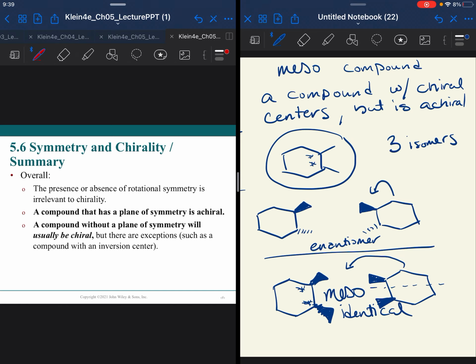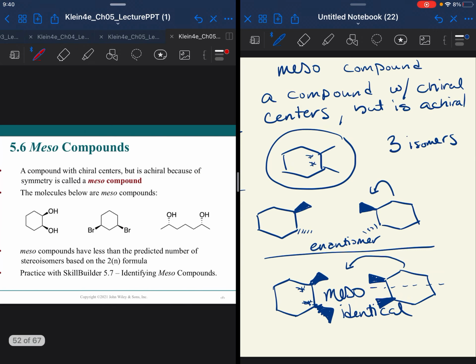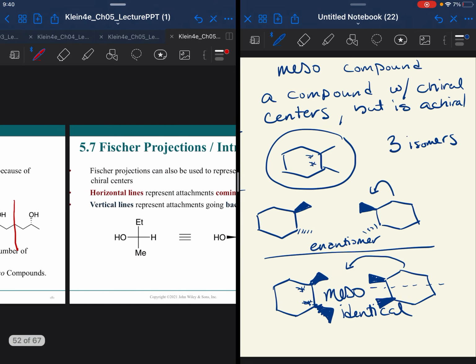Okay, so overall, a compound that has a plane of symmetry winds up being achiral. That is how we wind up with these meso compounds. Now, identifying meso compounds, here's a few other ones. Just to give us a little practice, we have a line of symmetry here. We have a line of symmetry here. We have a line of symmetry here, right? It doesn't have to be a ring. And so when you have those lines of symmetry, you are going to have less than the 2 to the n formula.